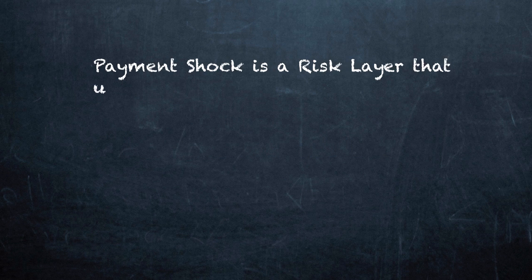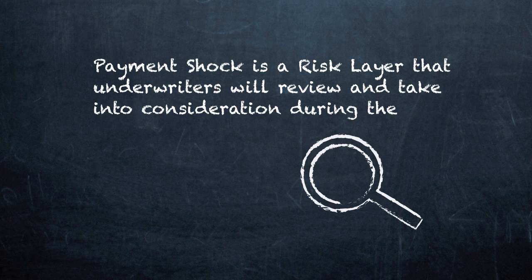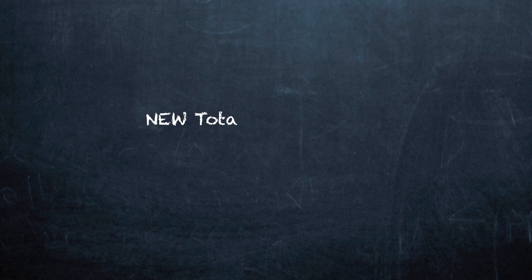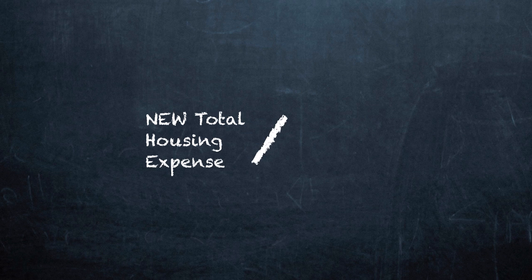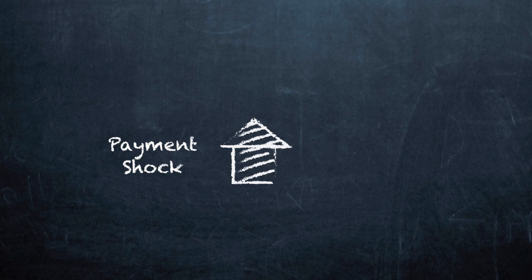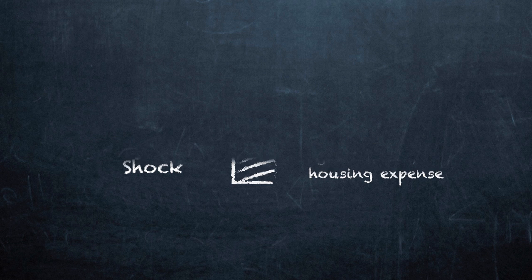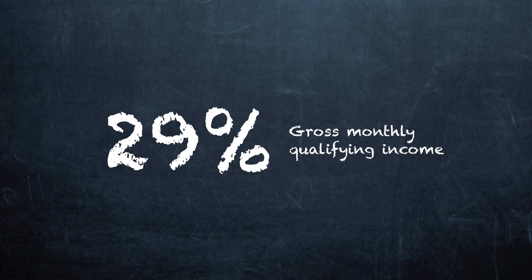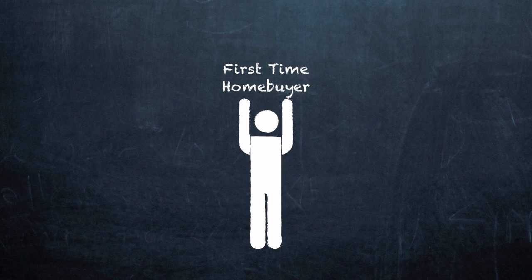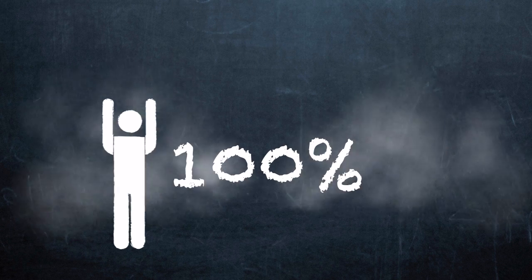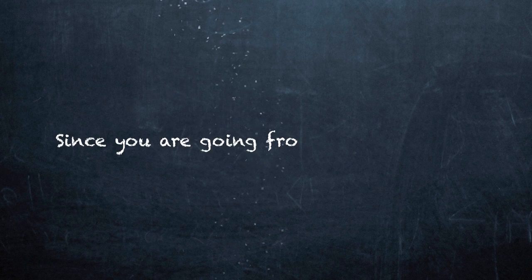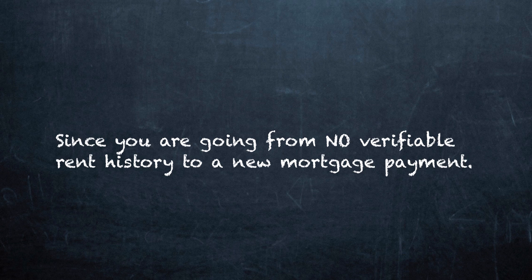Payment shock is a risk layer that underwriters will review and take into consideration during the loan approval process, and it is calculated by dividing the new total housing expense by the current rental payment, or in the case of a mortgage, existing total housing expense. Payment shock can be a factor on any loan that goes above the USDA published guidelines for housing expense, which is currently 29% of an applicant's gross monthly qualifying income. In the case of a first-time homebuyer who is trying to qualify for a USDA loan but may live at home rent-free, any new mortgage payment will automatically be at 100% payment shock since you are going from no verifiable rent history to a new mortgage payment.